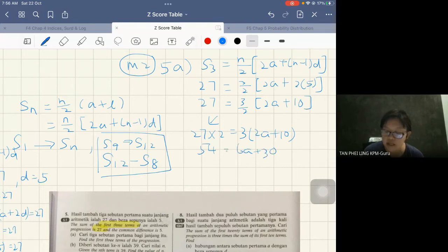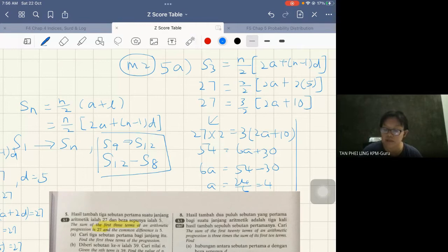Then your 6a will become 54 minus 30. Okay, then your a will be... 30, very ugly. Let me write again. Okay, 30. Okay, 54 minus 30, yeah. Then my a will be 24 divided by 6, which will be 4. I still get the same answer.